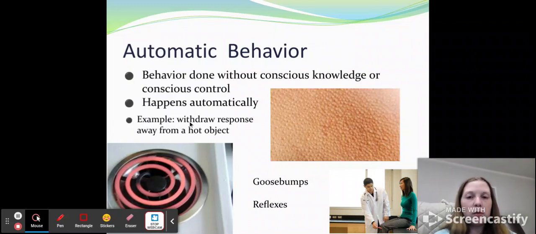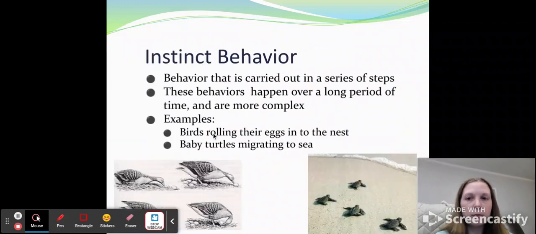So, examples: the withdrawal response away from a hot object. If you've ever put something in the oven, you draw your hand back really quick because you almost touch the hot rack in there. Or when your body gets goosebumps when it's cold, your reflexes at the doctor, anything like that. That's just automatic. I want to say almost like muscle memory behavior. It just happens. Breathing is an automatic behavior, okay?